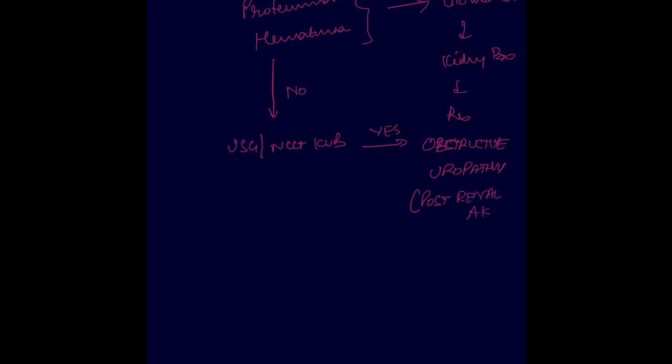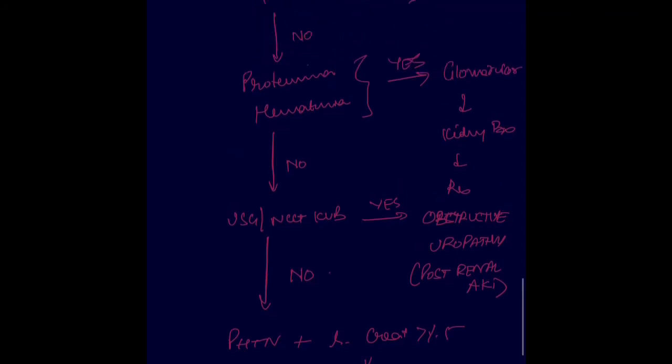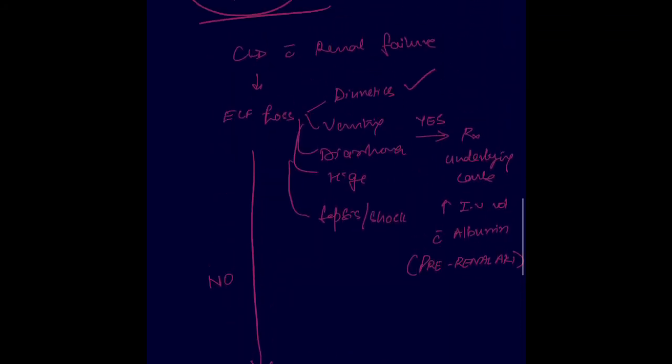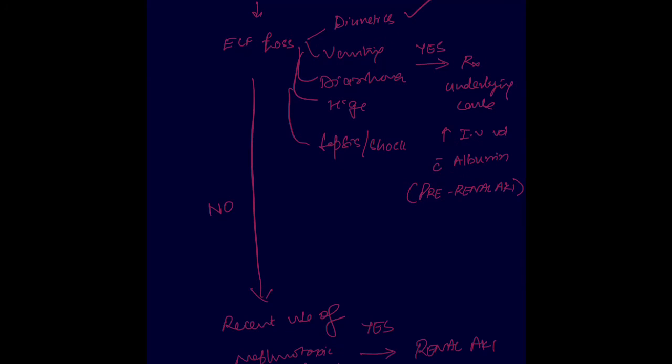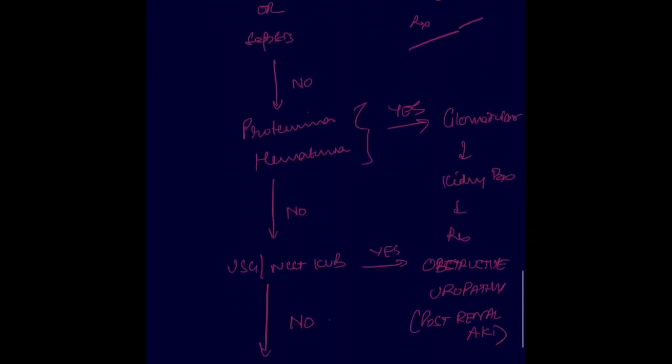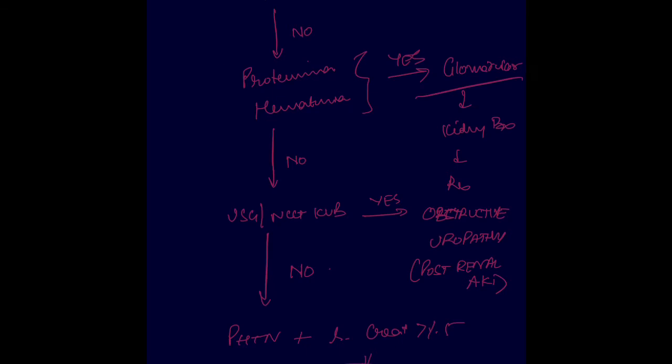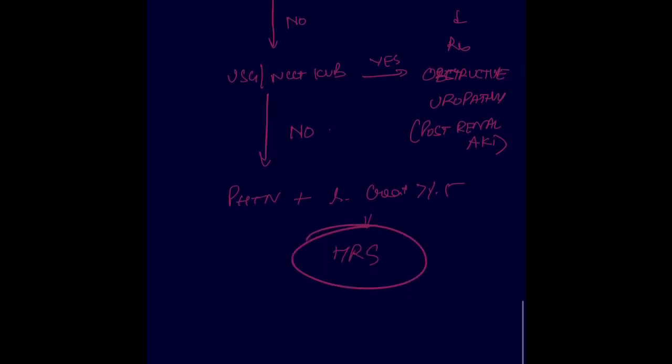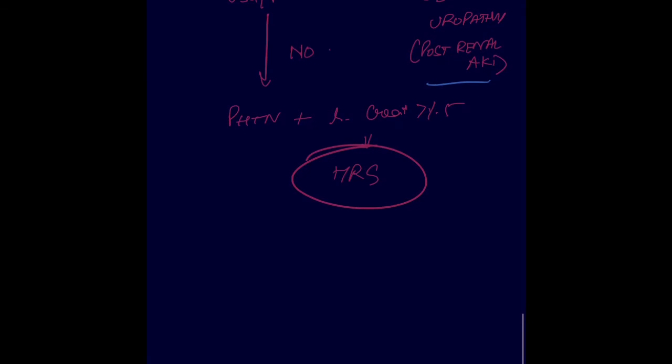that is post-renal AKI. If still ultrasound and NCCT KUB are normal and patient is also having portal hypertension with serum creatinine of more than 1.5, this is HRS. Label the patient as HRS, hepatorenal syndrome. Okay, so you definitely always have to rule out other causes like pre-renal AKI, then rule out renal AKI, then rule out glomerular diseases with proteinuria, hematuria, and then rule out obstructive uropathy. And if everything is absent, patient is having chronic liver disease with liver failure, with portal hypertension, with serum creatinine more than 1.5, label the patient as hepatorenal syndrome. Okay.